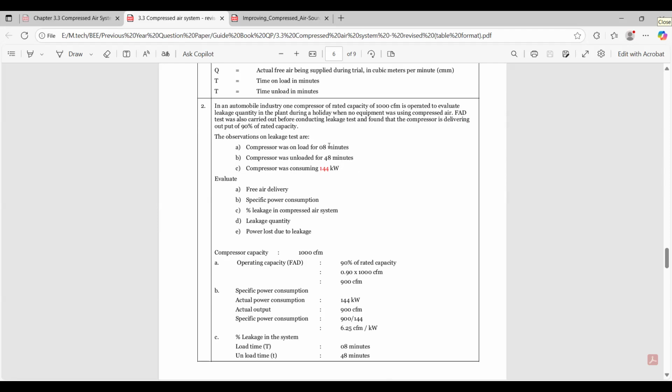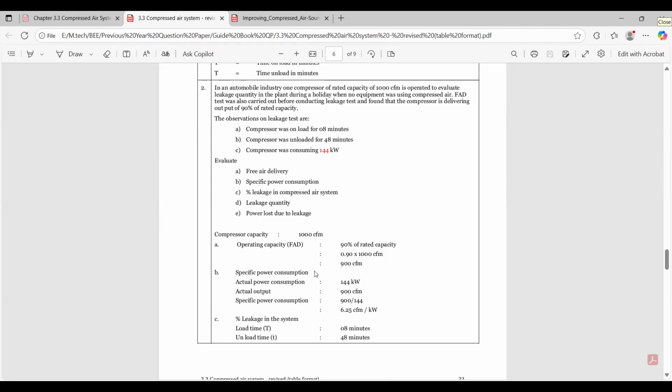So they have given load timing, unload timing, rated capacity, and FAD capacity. In this situation, your compressor rated capacity is 1000, but at FAD it is delivering 90%. So you need to calculate based upon that 90%. You cannot take 1000 CFM as your delivery. You need to take 900 CFM, so operating capacity is 900 CFM because it has derated by 10%.